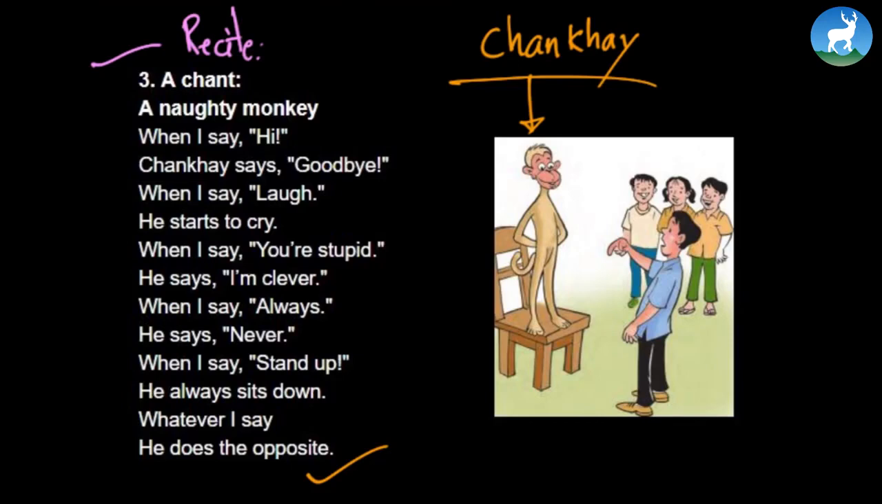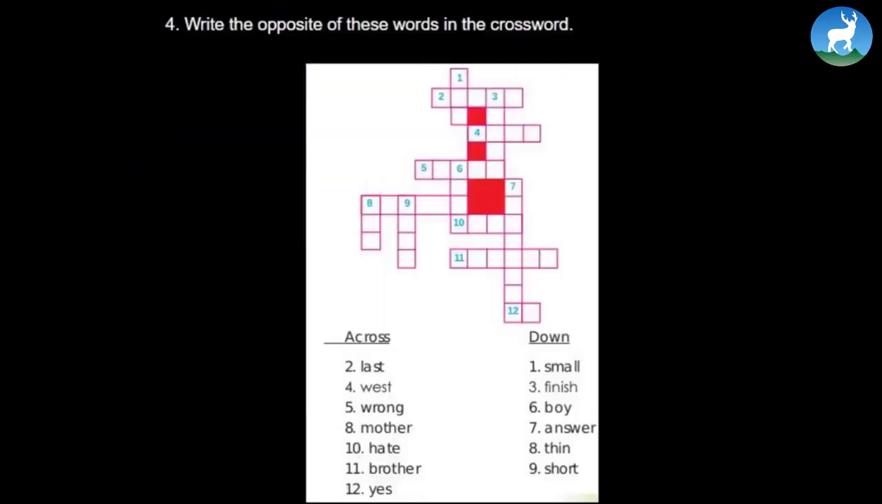Now let's go to another portion. Okay, let's try solving the crossword puzzle by writing the opposite words in the crossword. We have a cross and down. Let's go to number 2. Last. The cross. So what is it? F-I-R-S-T. First. Let's go to number 3. Finish. So the opposite of finish is S-T-A-R-T. Start.